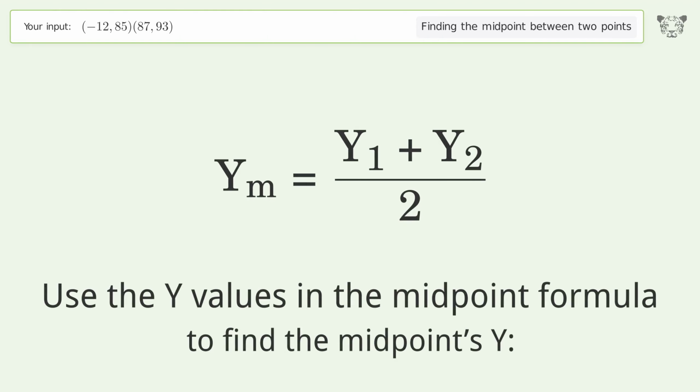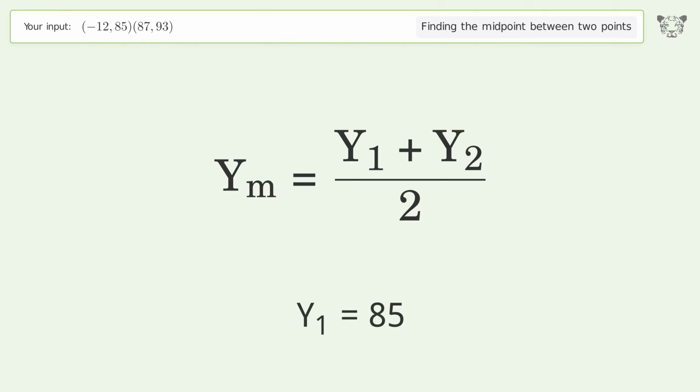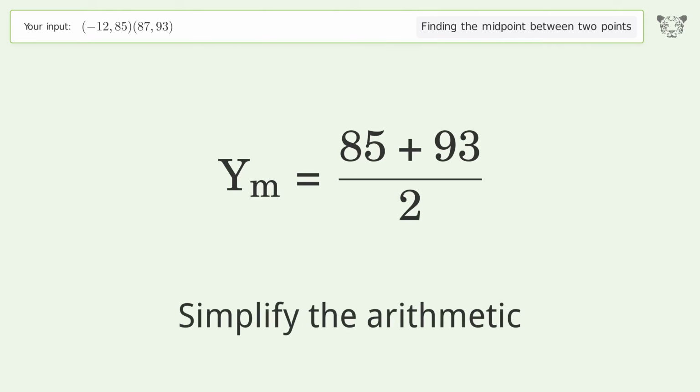Use the y values in the midpoint formula to find the midpoint's y. y1 equals 85. y2 equals 93. Simplify the arithmetic.